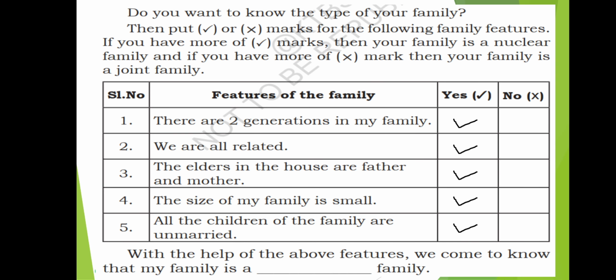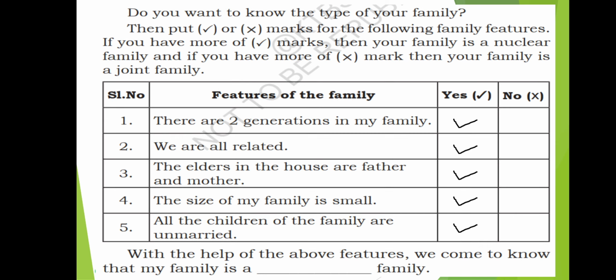Here one more activity is there. Do you want to know the type of your family? Then let us see. Put a right mark or a wrong mark for the following family features. If you have more right marks, then your family is a nuclear family. If you have more wrong marks, then your family is a joint family. I have already marked all the features, so let us check and see whether my family is nuclear or joint.